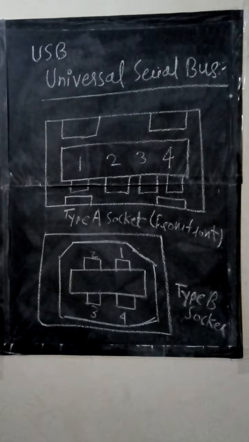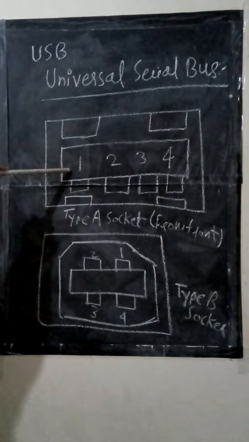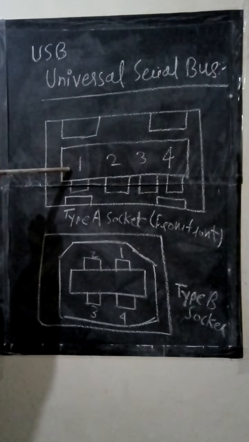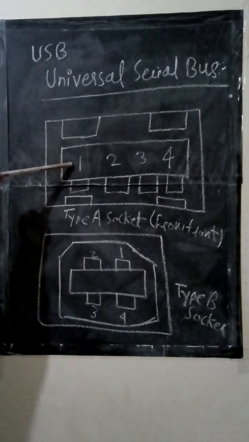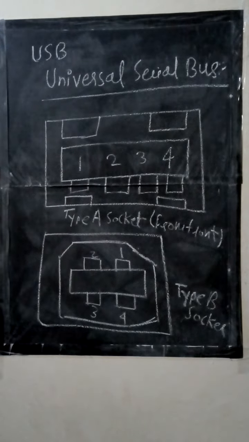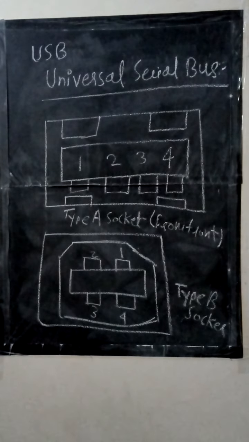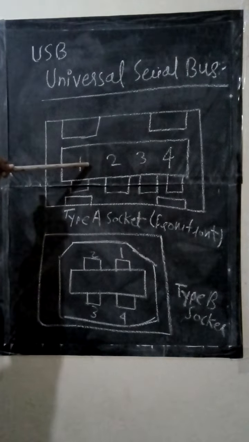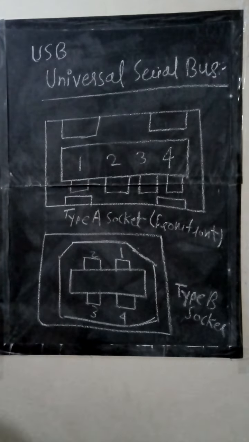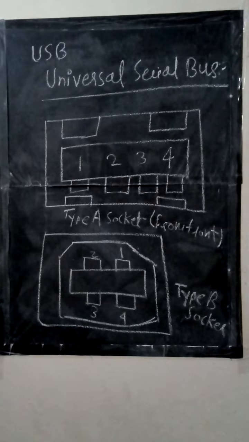Then the pin functions of this USB. This one is for plus 5 volt power. The color of this cable is red. Then second, that is minus data. The color of this cable is white or yellow. Then third, that is plus data. The color of this cable is green or blue. And the fourth one is ground, having color black or brown.